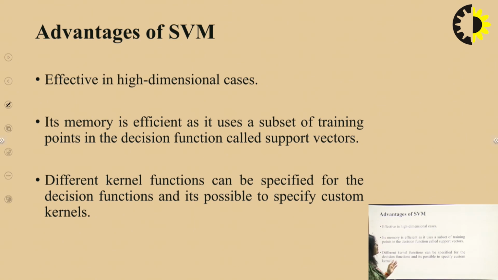And it is memory efficient as it uses a subset of training points in the decision function, called the support vectors. The third advantage is that we can use different kernel functions to specify the decision boundary, or to find out the hyperplane in this case.